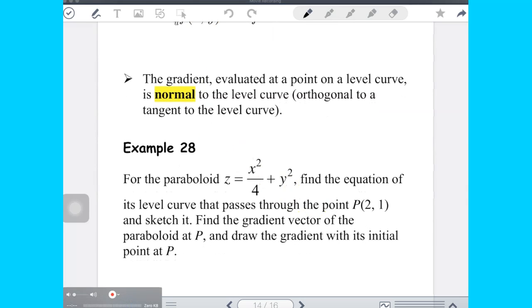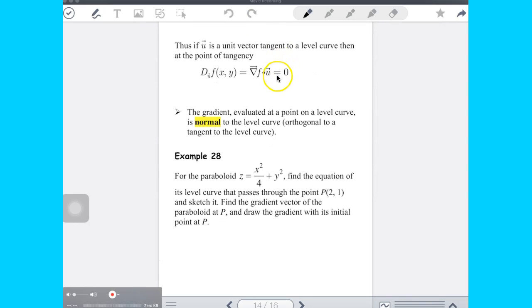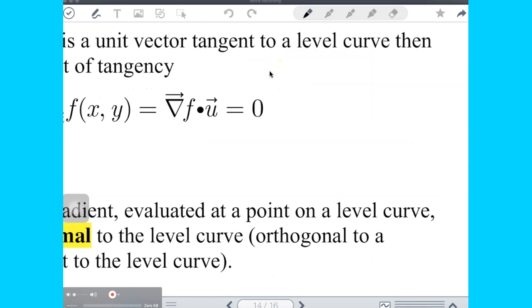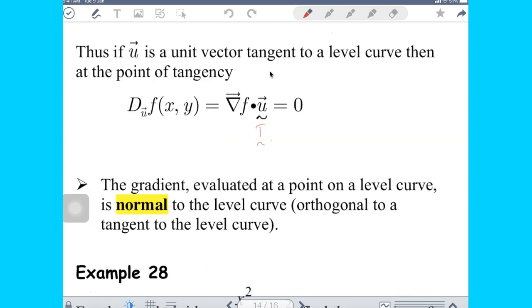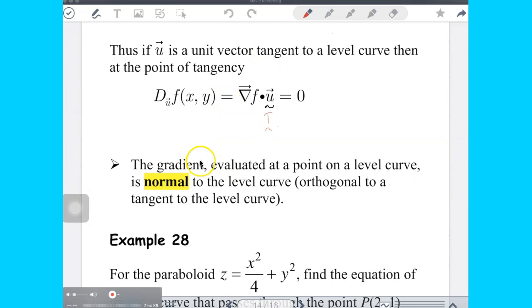So, okay, from this result, when we get the gradient f and the u here is actually the capital T. Okay, so we can say that the gradient evaluated at the point given on the level curve, where you have replaced z equal to a specific value, is normal. So the gradient here is normal to the level curve. Normal to the level curve.